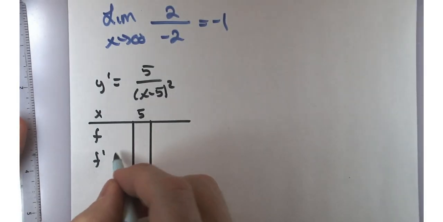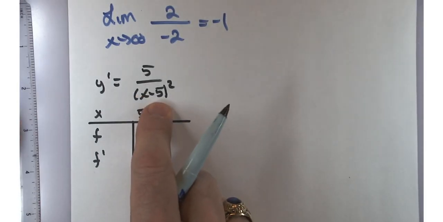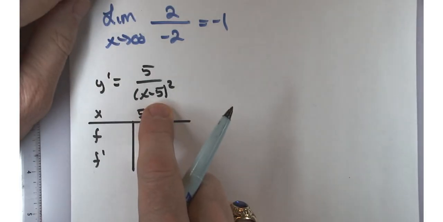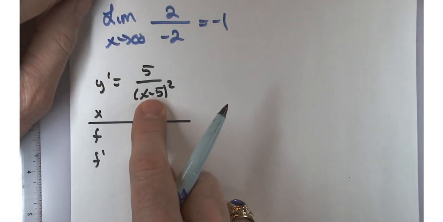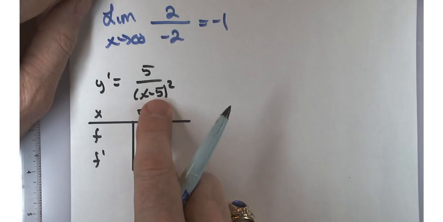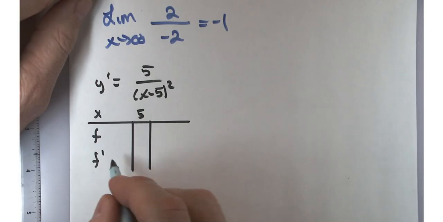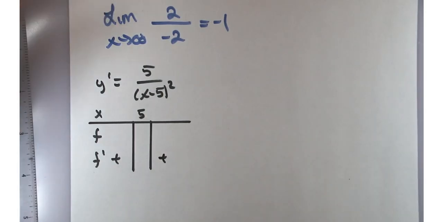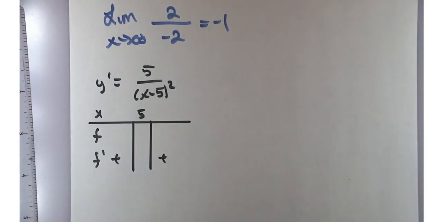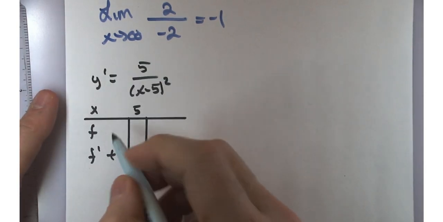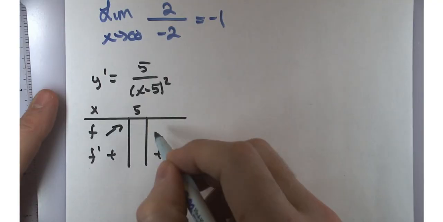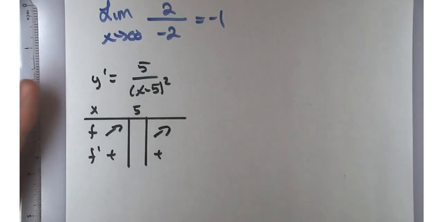I'm not going to bother taking out a calculator. If you plugged in something to the left of 5, like 3, 3 minus 5 is negative 2. Squared is going to be a positive. And a positive divided by a positive is positive. Same thing's going to happen on both sides. So Alex, what's that saying about our function? What's it doing to the left of 5? What's it doing to the right of 5? So, yeah, it's basically always increasing.